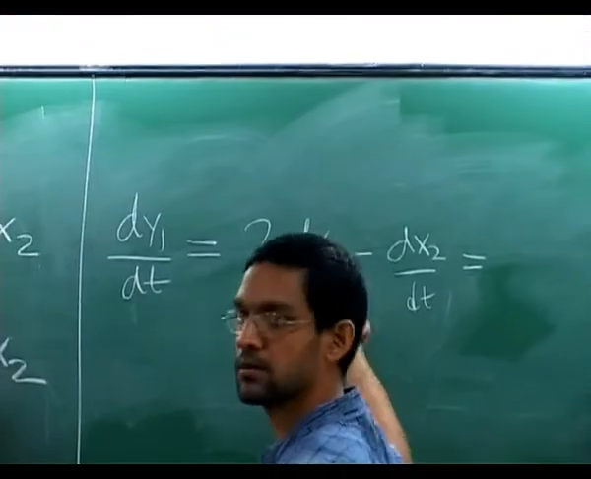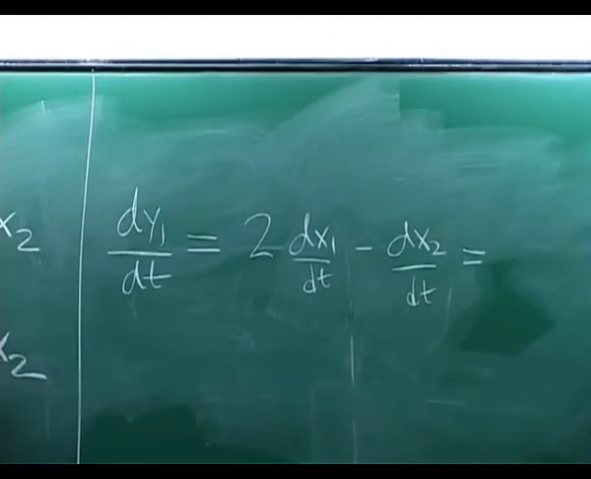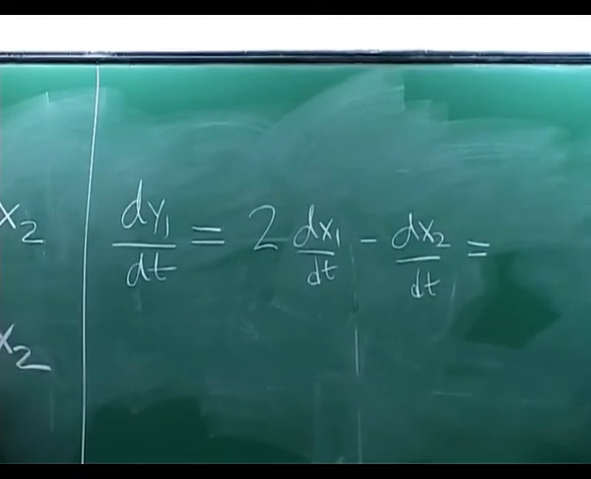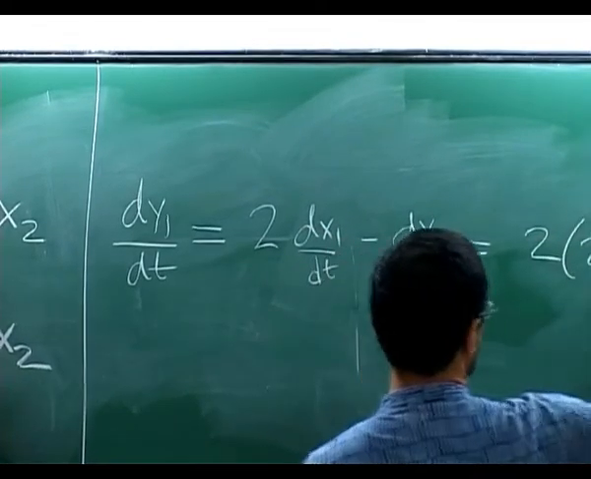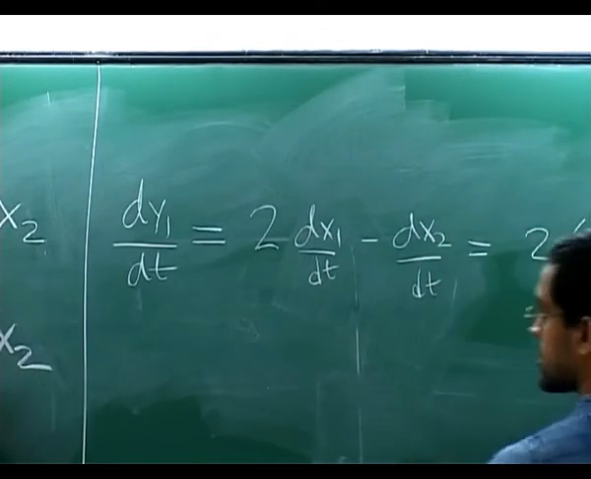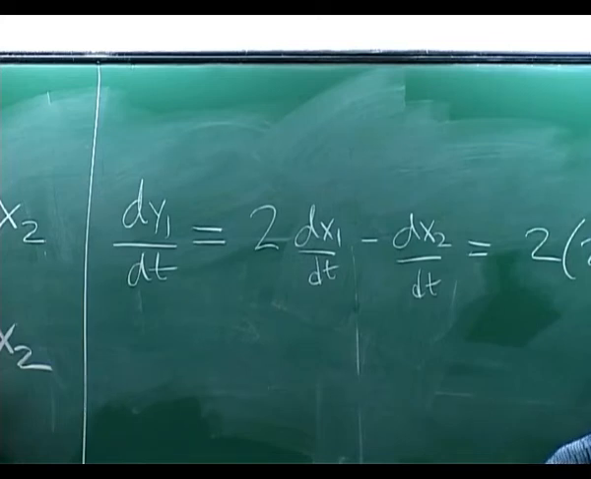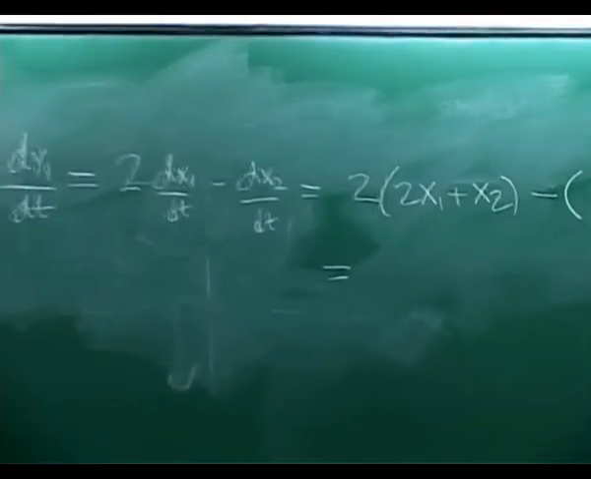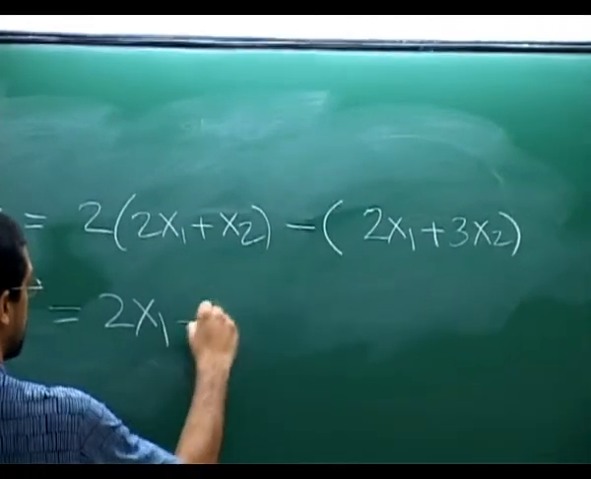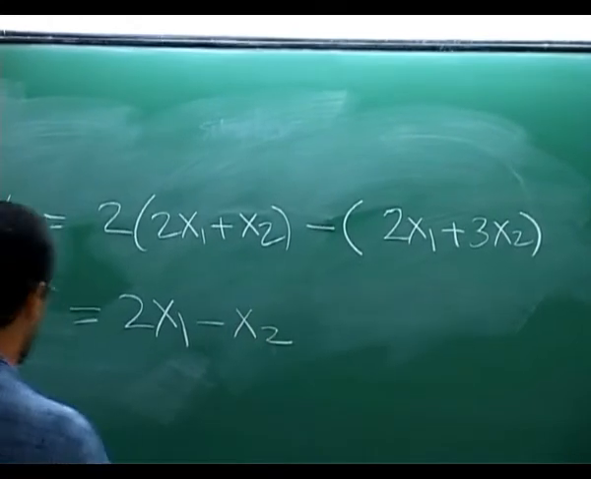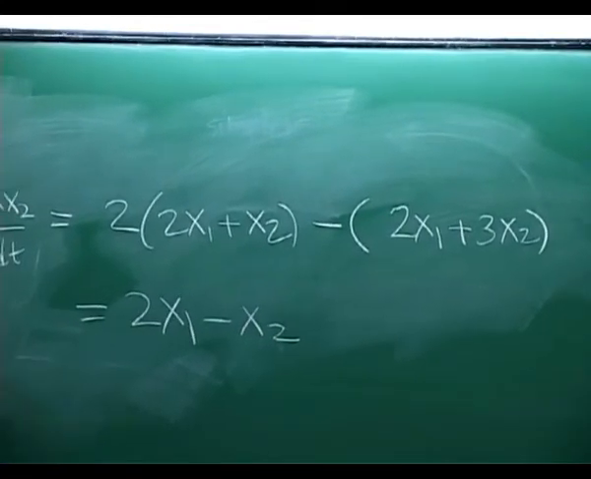dx1 dt I know from those equations is 2x1 plus x2. So let's plug that in. This is 2 times (2x1 plus x2) minus (2x1 plus 3x2). So what does that become? 2x1, 4 minus 2, 2 minus 3. What is that? It is y1.